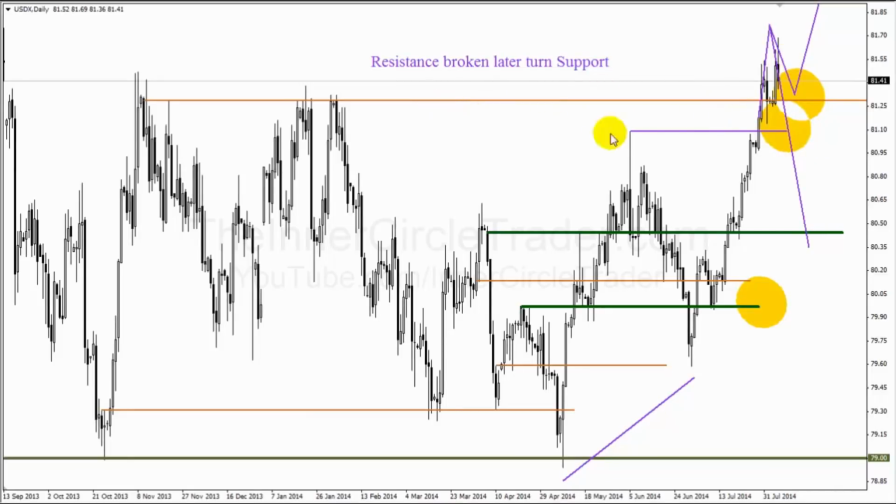But this level here, okay, this is a resistance level. Price was unable to break above that, and I was using a lot of the wicks and the bodies of the candles as reference points. Okay, so I used the two bodies of the candles and the wicks.